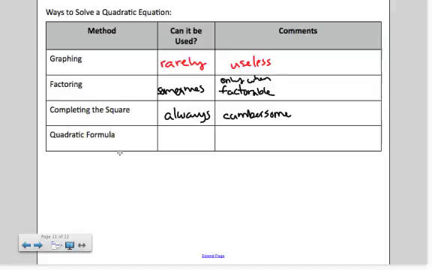That's why we came up with the quadratic formula. You can always use the quadratic formula, and it's easy to use. You just plug in the values. The problem is it takes a long time sometimes, and it's just hard to write it all out. So if I had a choice, I would factor if I could. But if I couldn't factor it, I would use the quadratic formula.